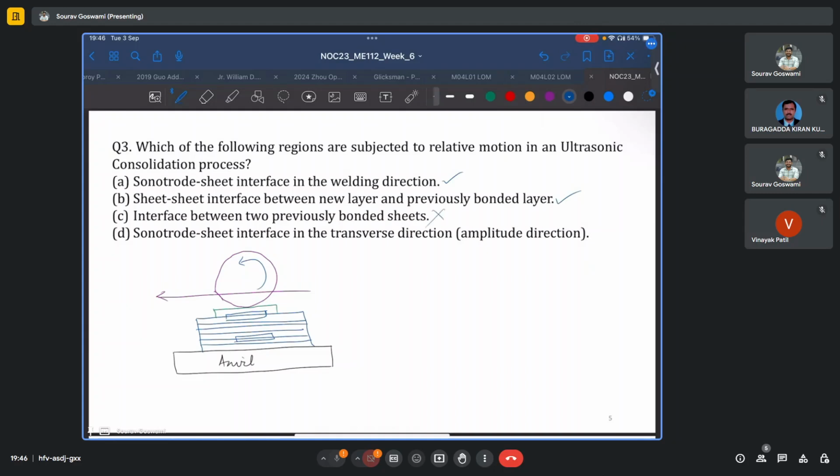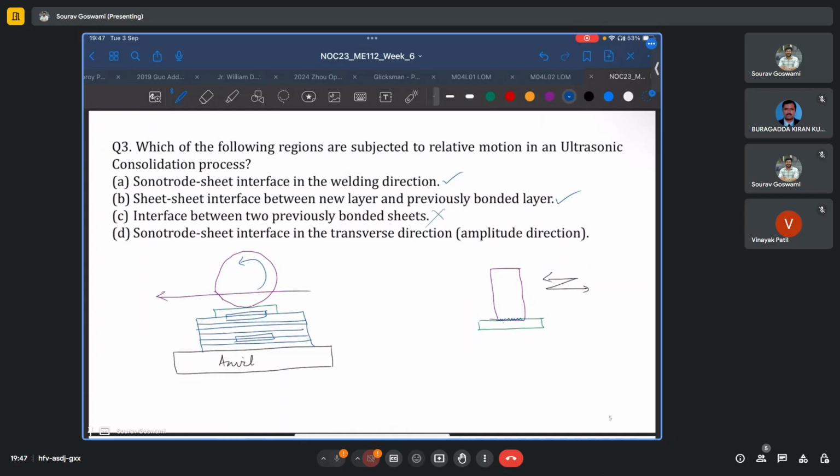Sonotrode sheet interface in the transverse direction or in the amplitude direction. So if we see the front view, this is my sonotrode and this is the sheet which is being deposited. So it has a bit greater than the sonotrode. This is unrealistic still, and this is the direction of the oscillatory motion.